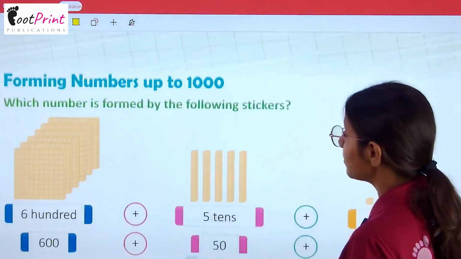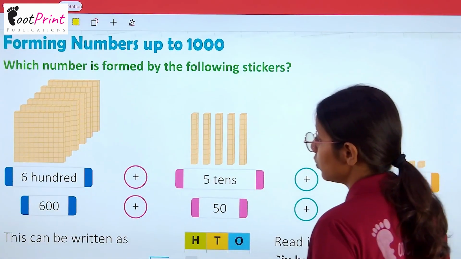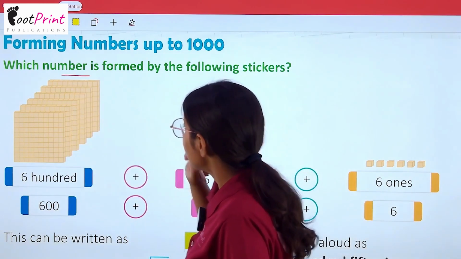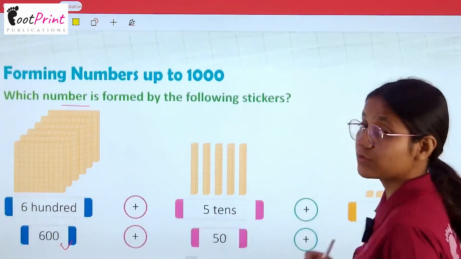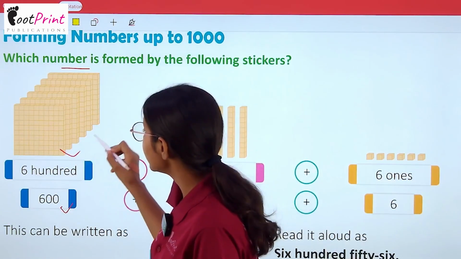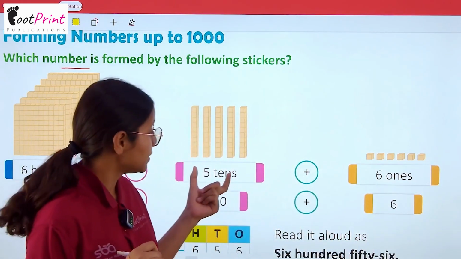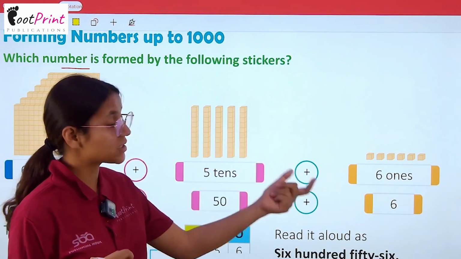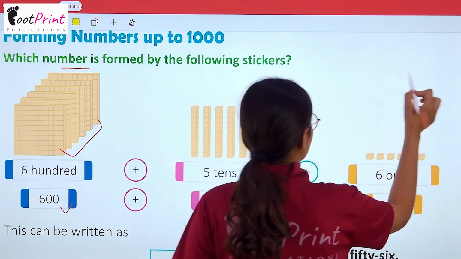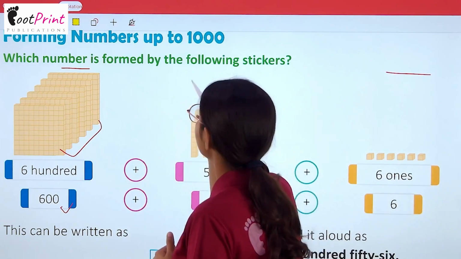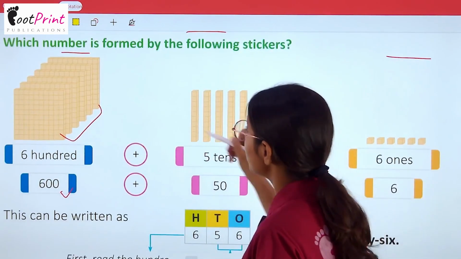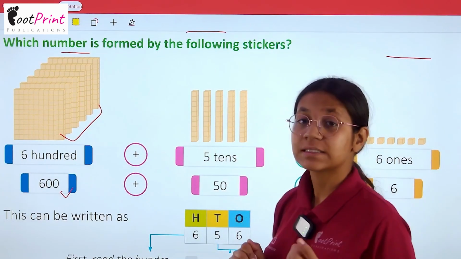See, forming numbers up to 1000. As we all know, which number is formed by the following stickers? How do we prepare that number? We used to put the hundreds together and then the tens, then we count the tens and the rest are the ones. Then we count the ones, then we make the 3-digit number. Here we are making the numbers up to 1000. See, which number is formed by the following stickers.